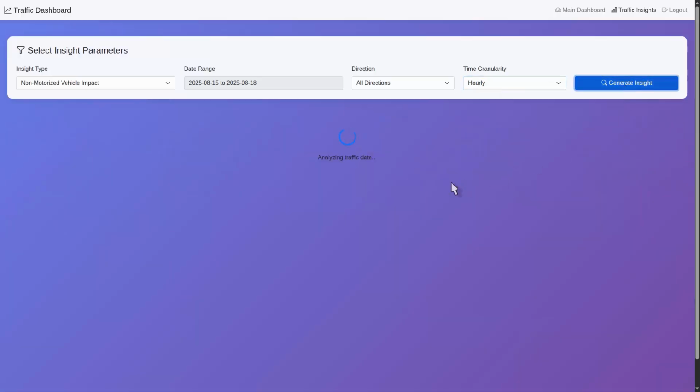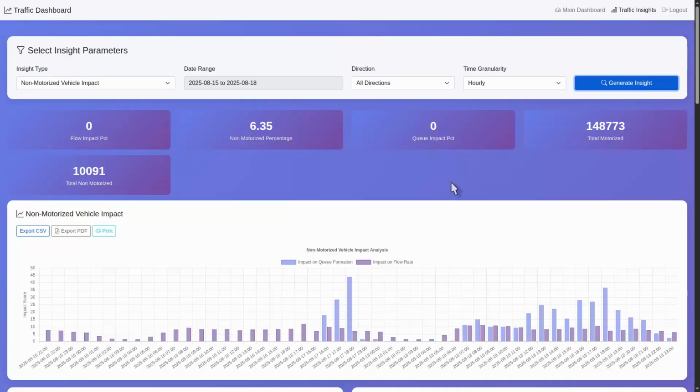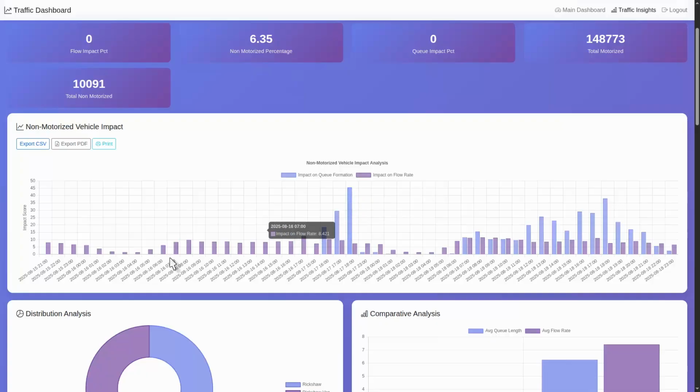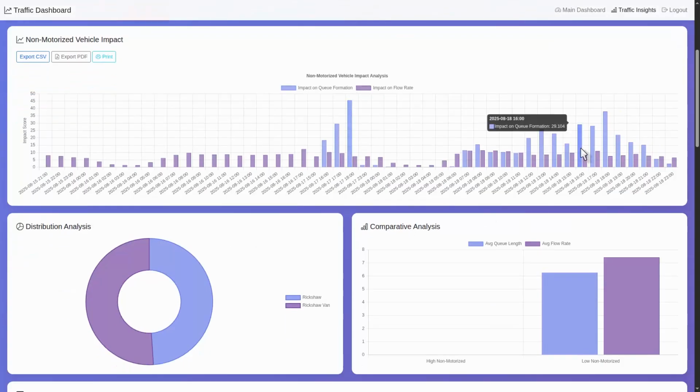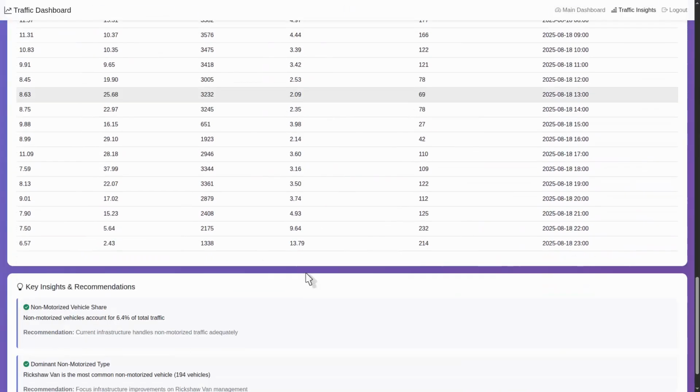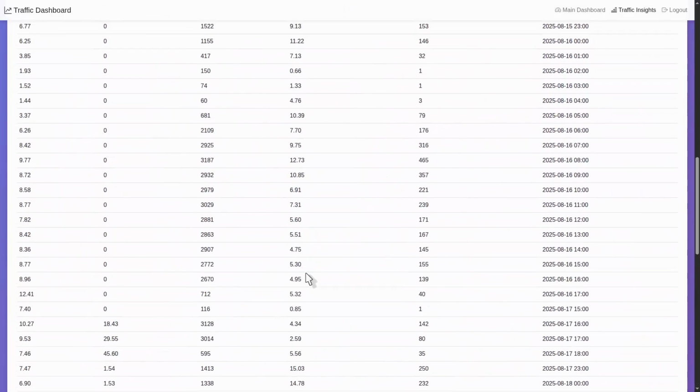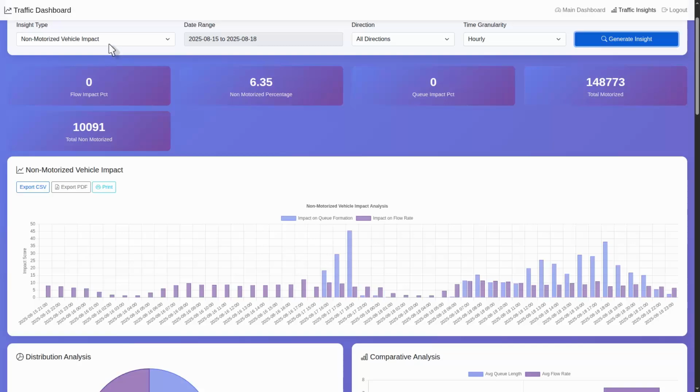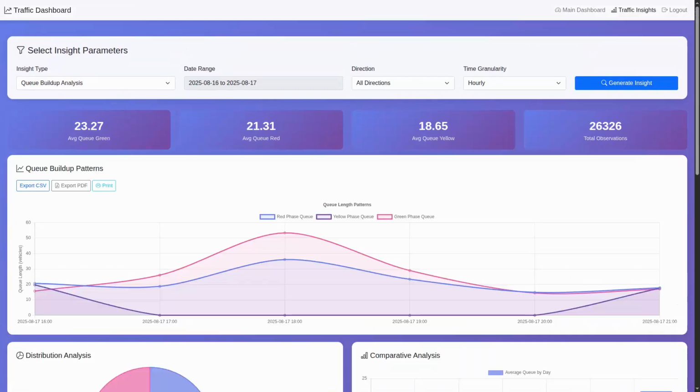If we switch to hourly view, we see the impact on queue formation is the highest for non-motorized vehicles. So they have more impact on forming the queues.